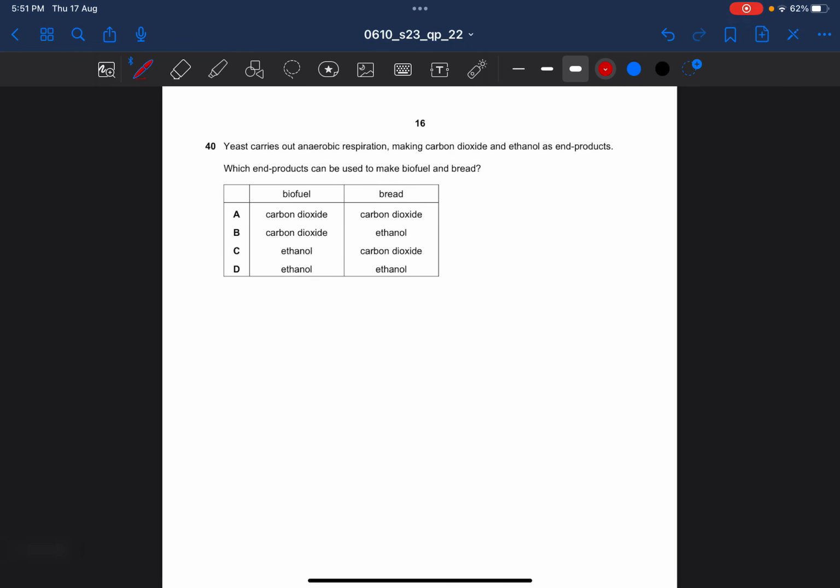Question 40. Yeast carries out anaerobic respiration, making carbon dioxide and ethanol as end products. Which end products can be used to make biofuel and bread? So biofuel will use ethanol and bread will use carbon dioxide. So the answer is C.